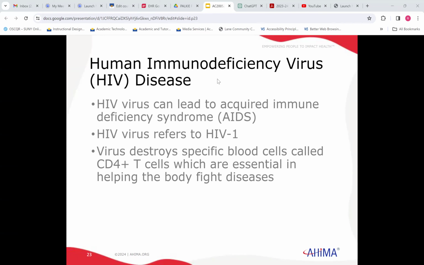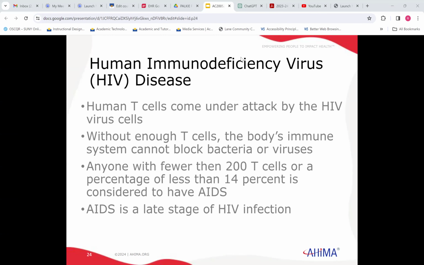A lot of interest in human immunodeficiency virus, HIV as we refer to it, and AIDS. And what does AIDS do? The virus destroys the specific blood cells called CD4 plus T cells that fight infections. And without enough T cells, of course, the body's immune system can't block bacteria or virus, which makes the patient open to all types of different infections. Anyone with fewer than 200 T cells or a percentage of less than 14% is considered to have AIDS by definition, and AIDS is typically the late stage of the HIV infection.